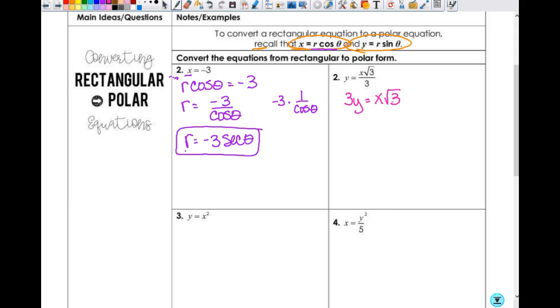And then I need to substitute, right? So if I substitute in for y, that's going to give me what? 3r sine theta. And that's going to be equal to square root of 3 r cosine theta. Everybody with me so far? Yes, because I had to substitute a y and an x.